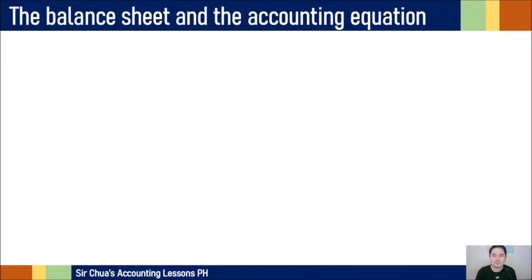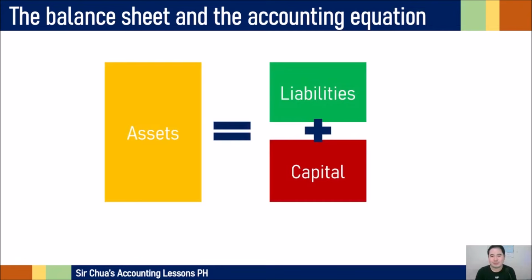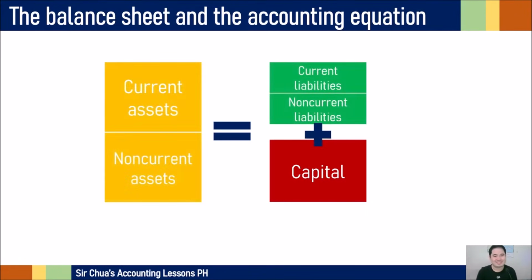Okay, so as you know, the statement of financial position is a representation of the accounting equation, which is your assets is equals to liabilities plus capital. However, in your statement of financial position, it should be presented like this. There is a distinction between current and non-current items.